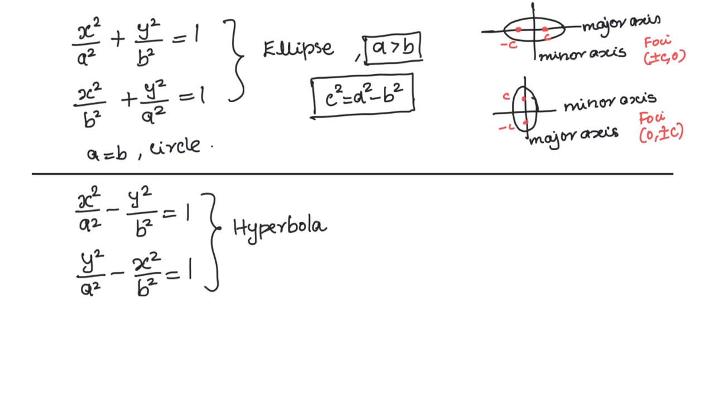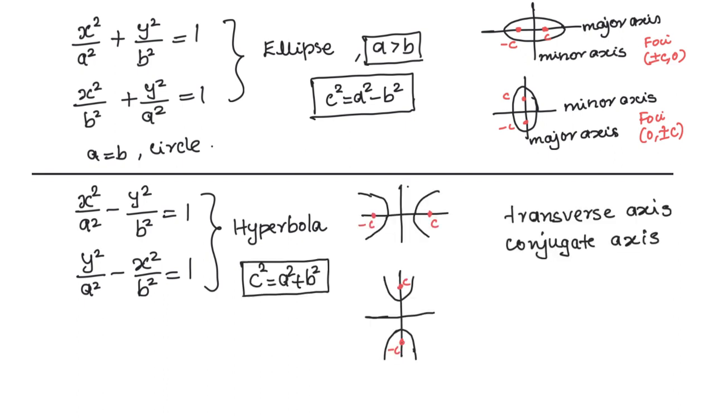In the standard equation of a hyperbola, both x and y are squared, but they have opposite signs. But there is no such condition of a greater than b in the hyperbola. Here a or b can be bigger. You can see the first term starts with the positive term, and if the first term is x squared, then the transverse axis lies on the x-axis. If the positive term starts with y squared, then the transverse axis is on the y-axis.